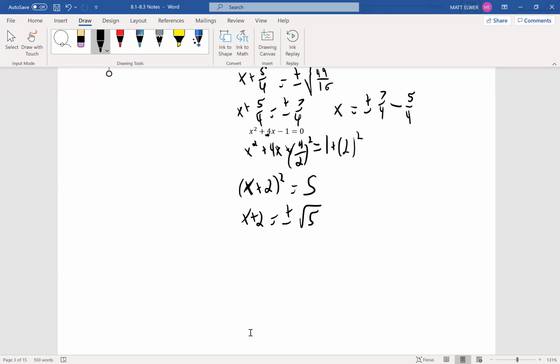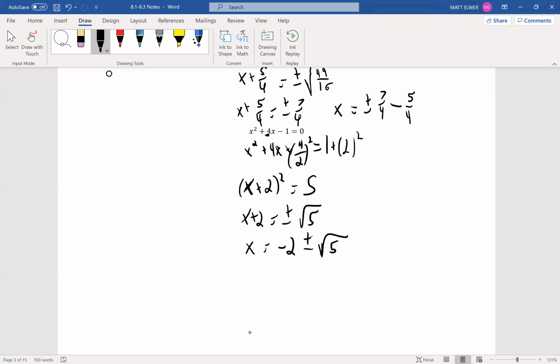And then the last thing we need to do is just subtract 2 on both sides, right? So we get x is equal to, I'll put that first, negative 2 plus or minus the square root of 5. Right, I could put the negative 2 on the left or the right side. It doesn't really matter. I just like putting the roots to the right of it just to make it look nicer, in my opinion.